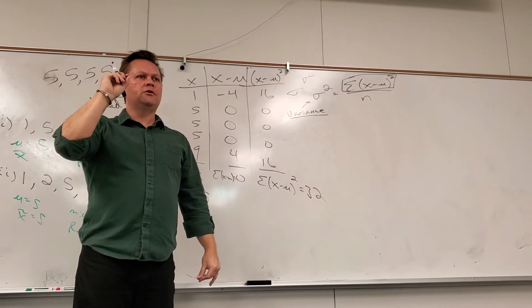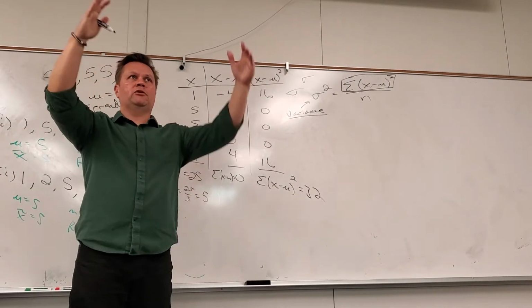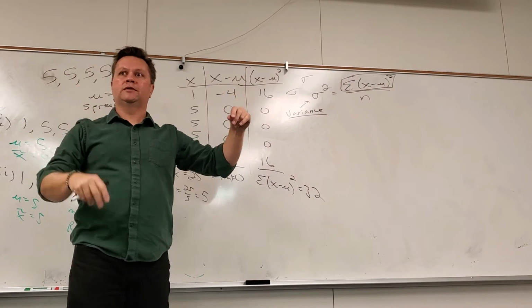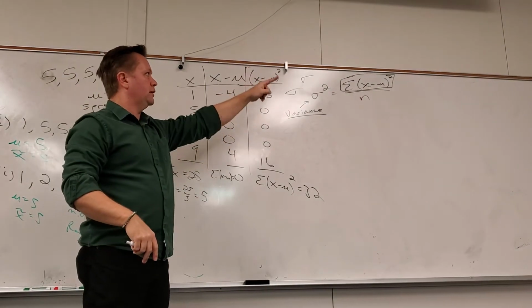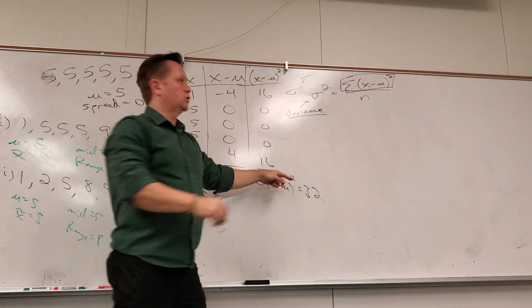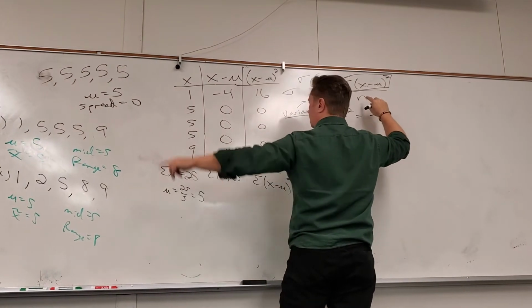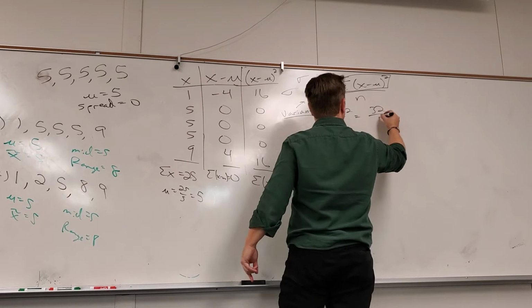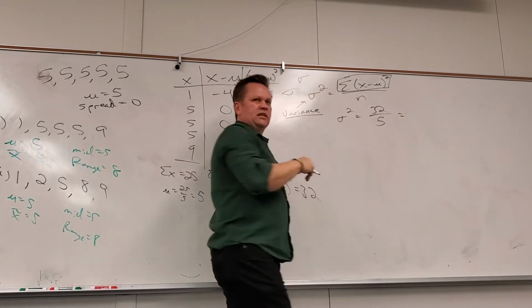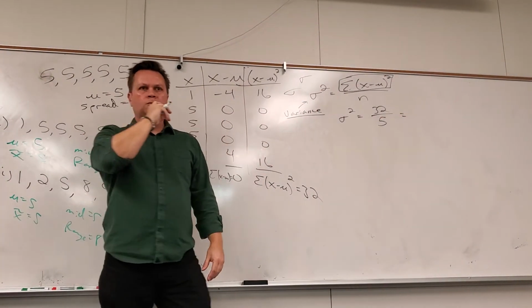We don't put values in for letters all the time. We sometimes replace whole things with numbers because that whole thing means the sum of these, and I summed them up. So in that place, I'm going to put 32. And then what's n? 5. 6.4. Okay.